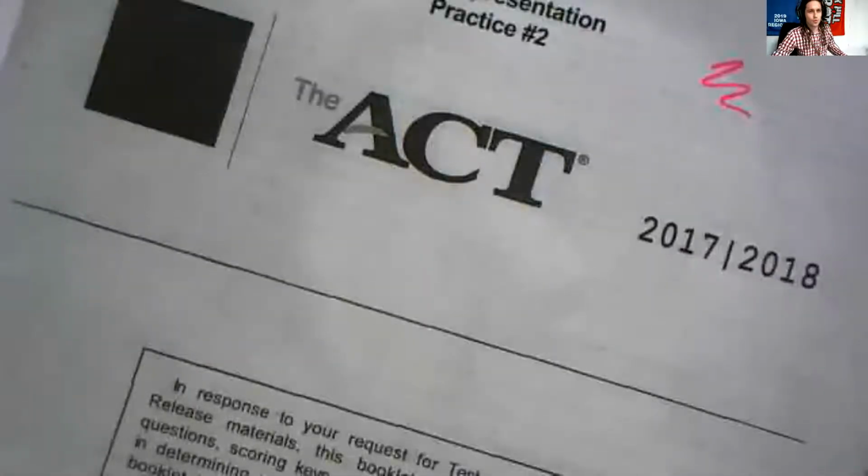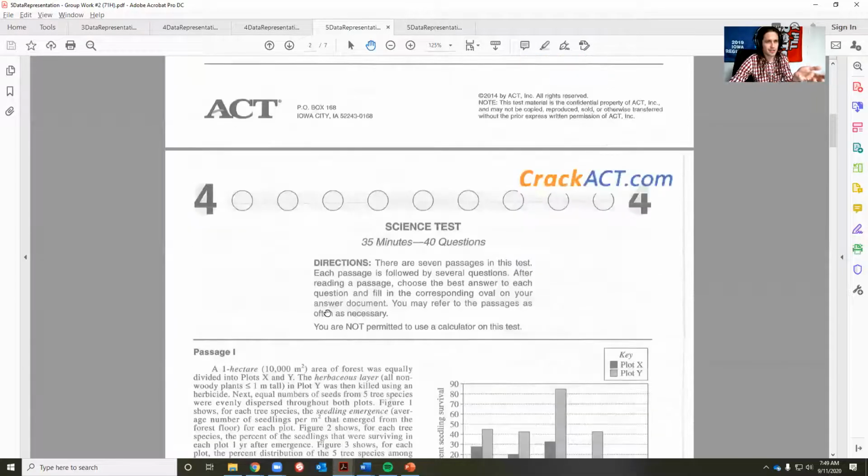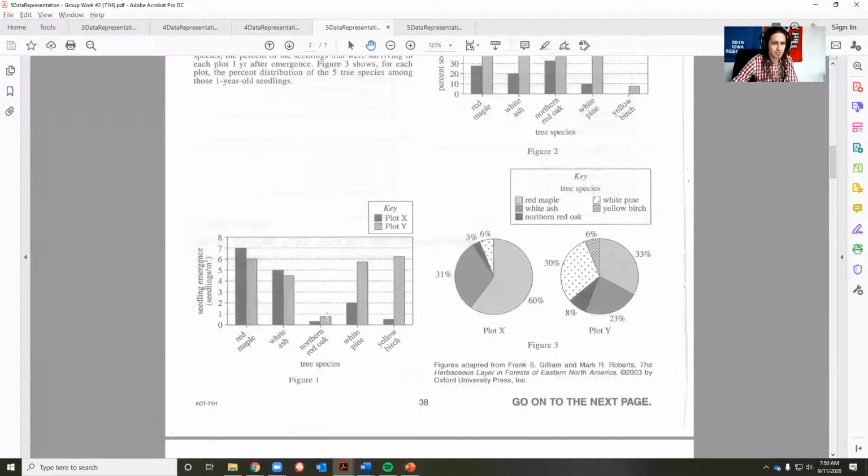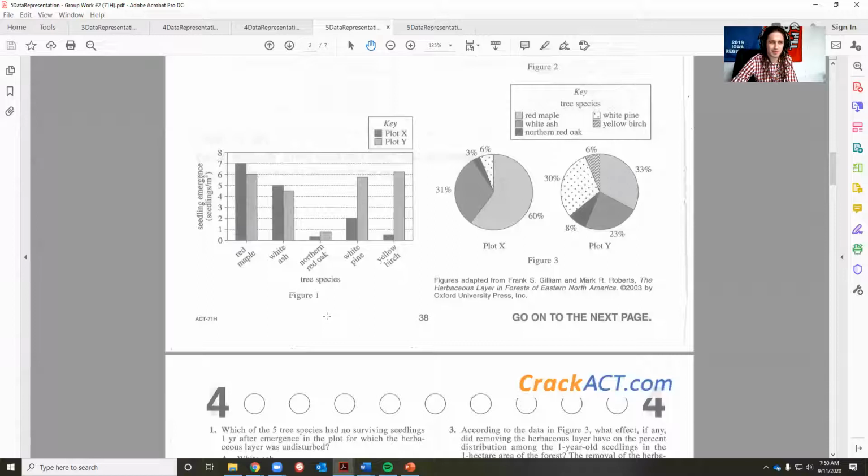So let's look real quick at what you'll be working on for homework today. Got a very exciting first passage talking about trees. This graph's pretty good. I like this graph. Hey, if you want to grow a tree, you had to have planted one. Pro tip.